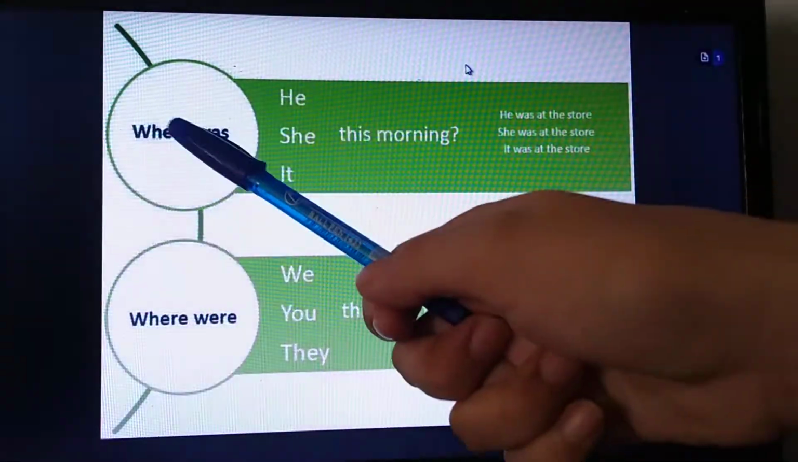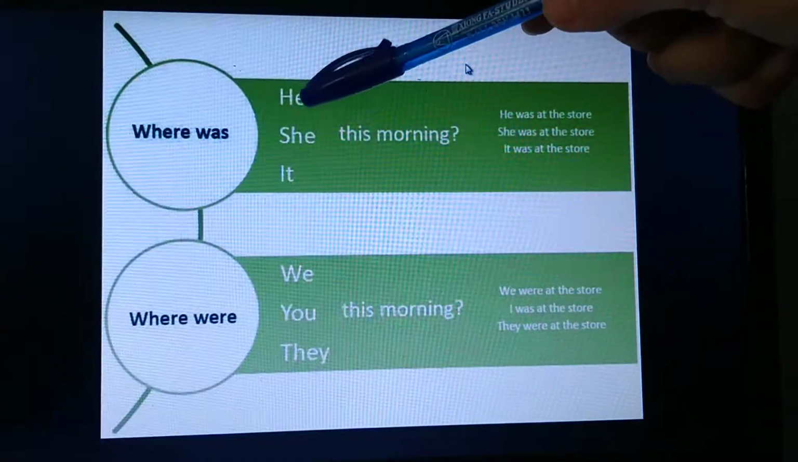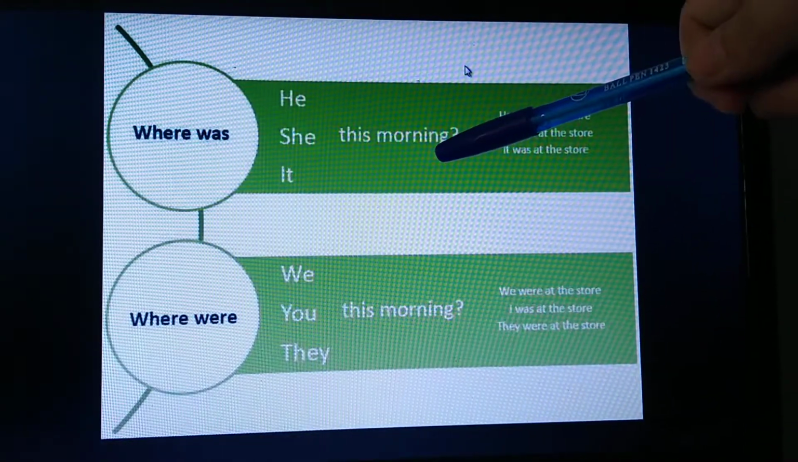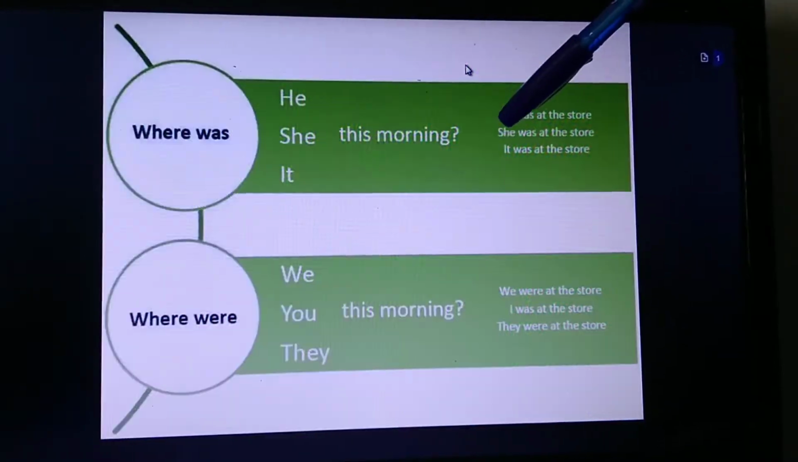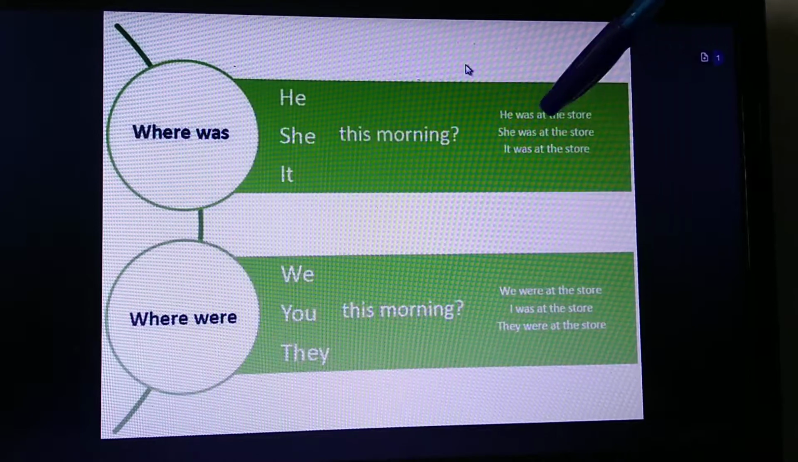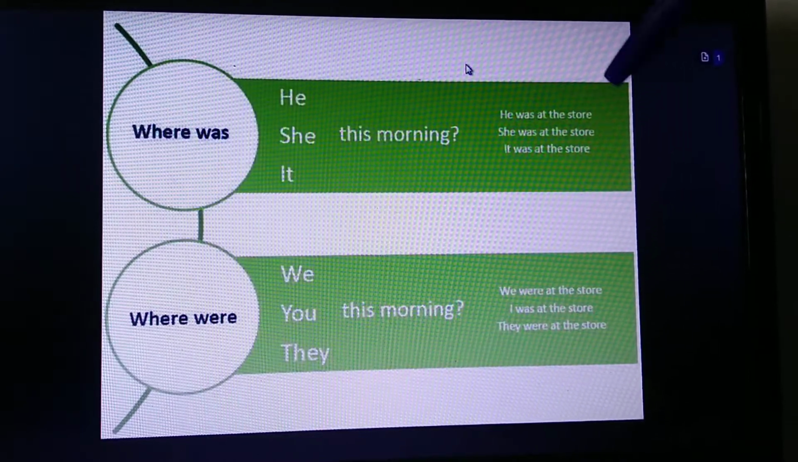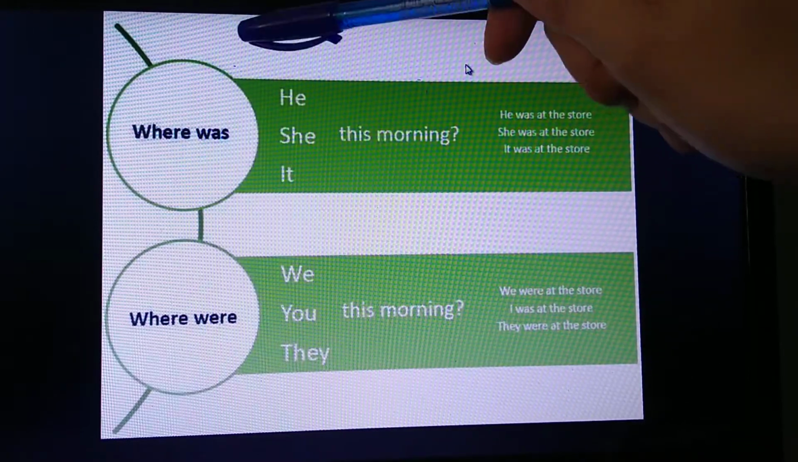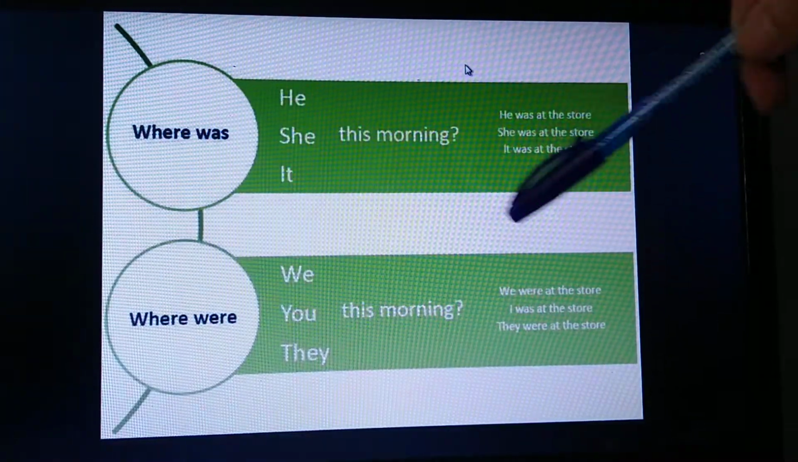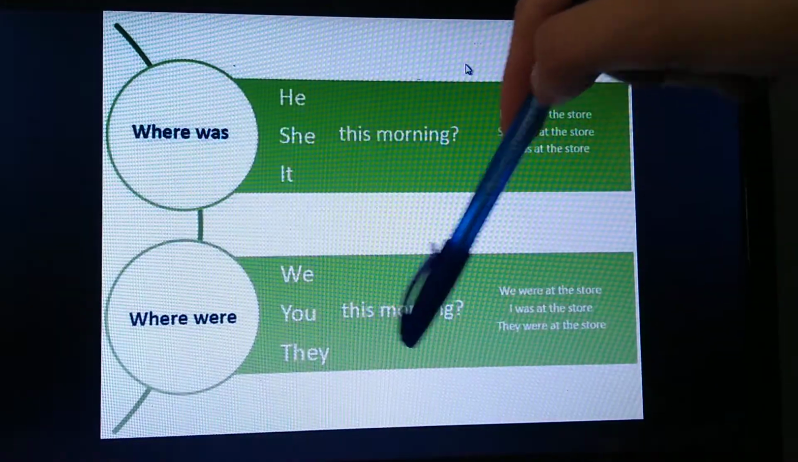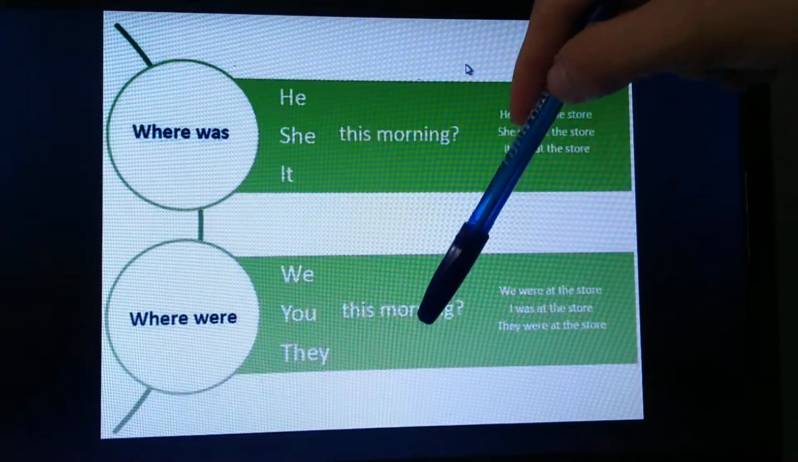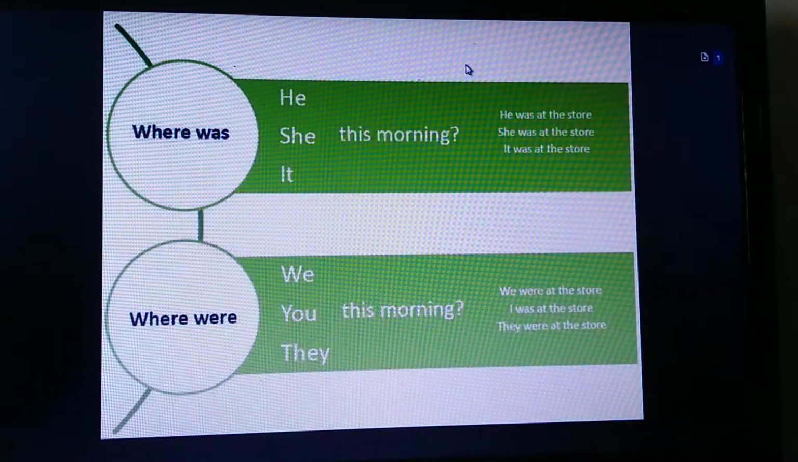Where was he, she, it this morning? He was at the store. She was at the store. It was at the store. So this is the question and this is the possible answer. Same with this also: this is the question and this is the possible answer.